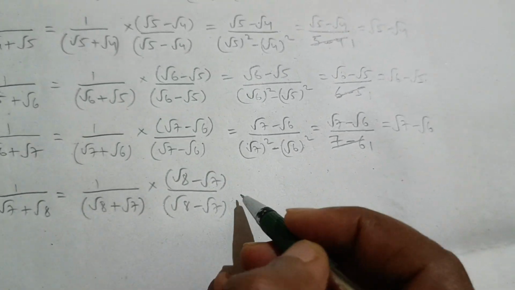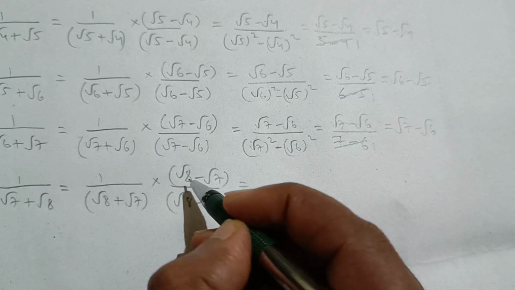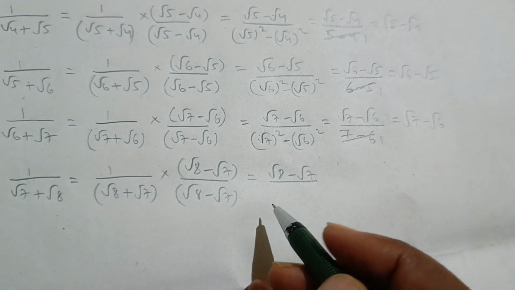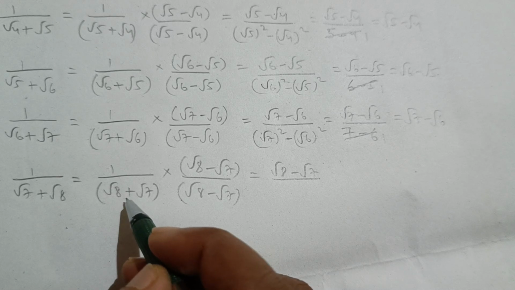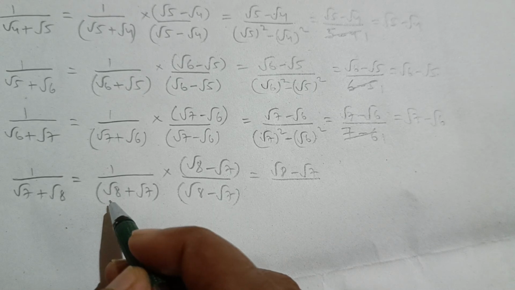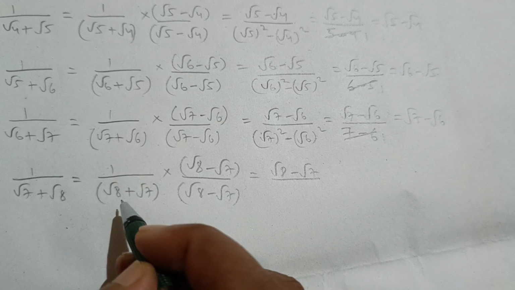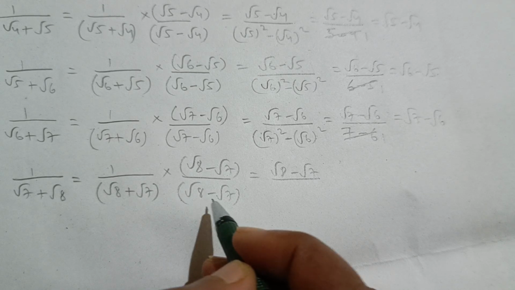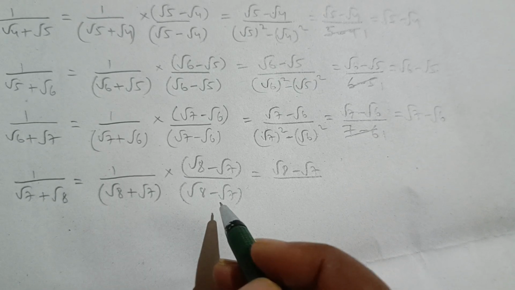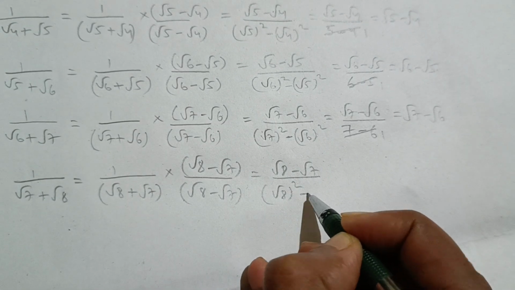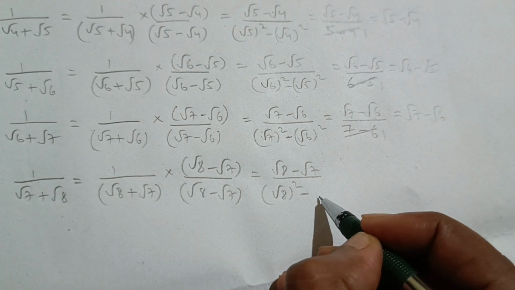And now let us do this multiplication. So the numerator will be square root of 8 minus square root of 7. And the denominator will be this into this. So square root of 8 plus square root of 7 multiplied to square root of 8 minus square root of 7. So it is in the form of a plus b multiplied to a minus b, which is a square minus b square. So a square, so square root of 8 whole square, minus b square, so square root of 7 whole square.